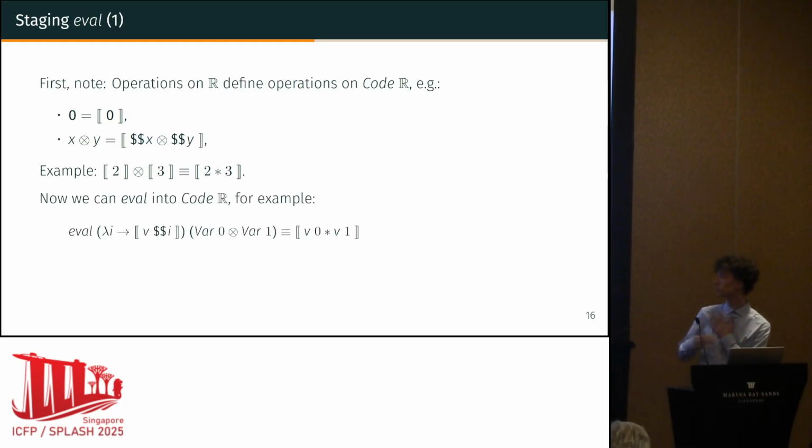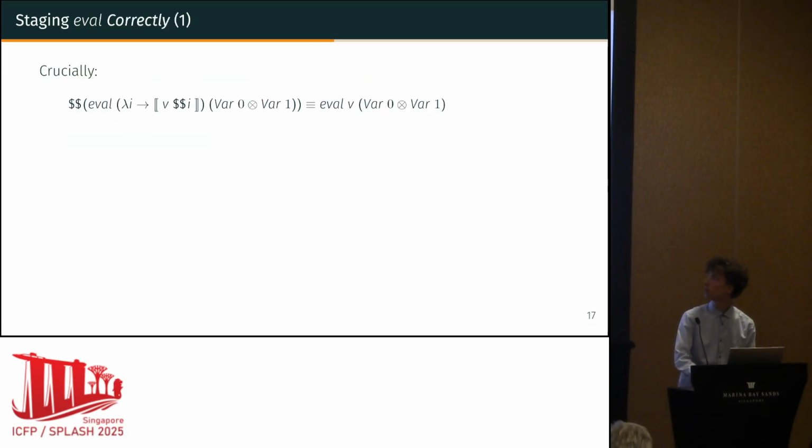But now I can also evaluate into code. For example, if I take the expression which essentially represents x times y, I also get back the code for x times y. In other words, this means that eval has just become a compiler. Crucially, of course, it should be the case that compiling x times y gives the same result as interpreting x times y.